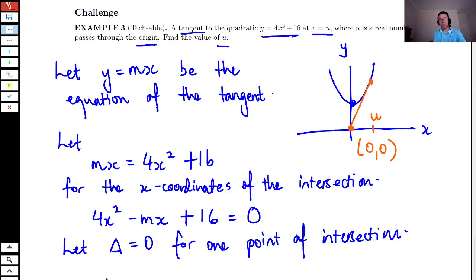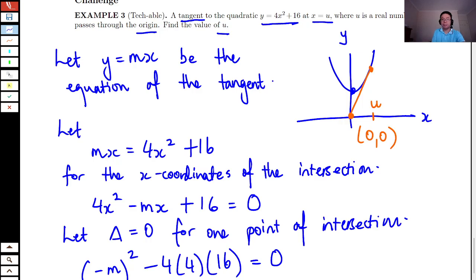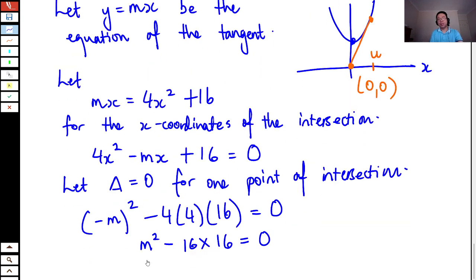So b squared minus 4ac equals 0. So negative m all squared minus 4 times 16 equals 0. m squared minus, now here one thing I want you to notice is 4 times 4 is 16. So I don't need to actually calculate 16 times 16. You can if you want, but m is plus or minus the square root of 16 times 16, which is just plus or minus 16. Because if I square root a positive number multiplied by itself, I just get back to that number.